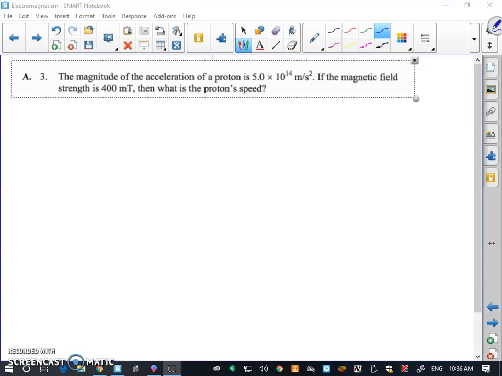Okay, question number 3 says the magnitude of the acceleration of a proton is 5 times 10 to the 14 meters per second squared. If the magnetic field strength is 400 milliteslas, then what is the proton's speed?